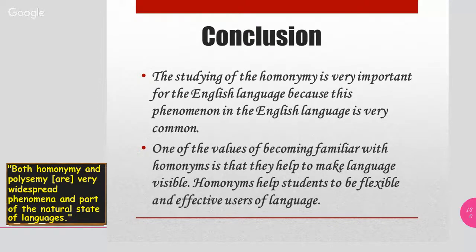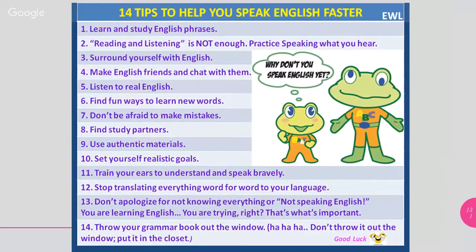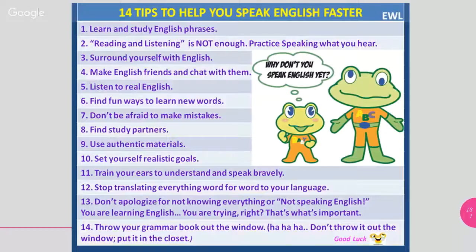14 tips to help you speak English faster. So if you want to learn to speak English well, these are some tips for you. Learn and study English phrases. So learn English phrases well and examine them clearly. Reading and listening is not enough. Practice speaking what you hear. If you only listen and only read, you cannot learn any language. Only if you speak can you learn a language.